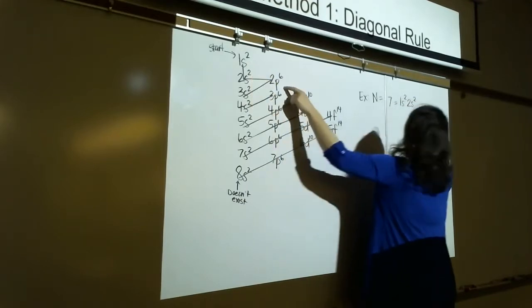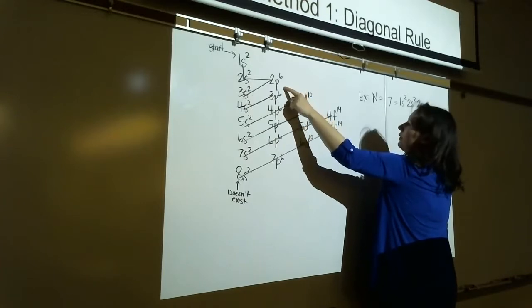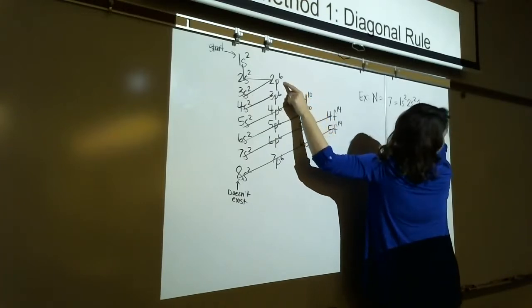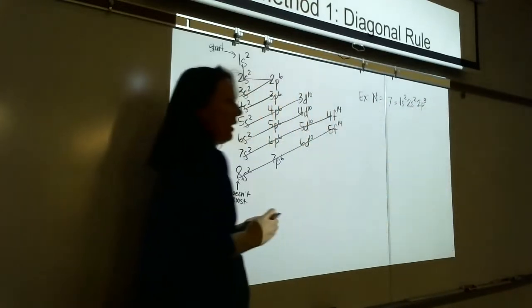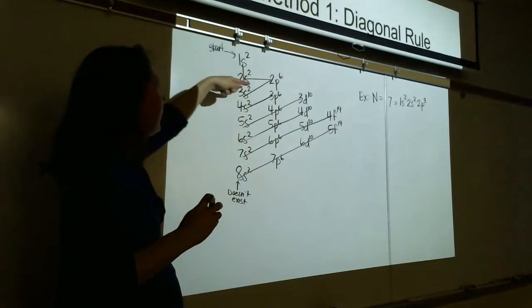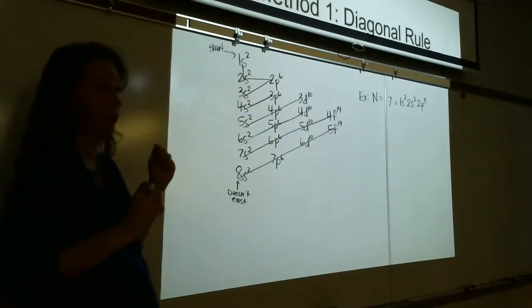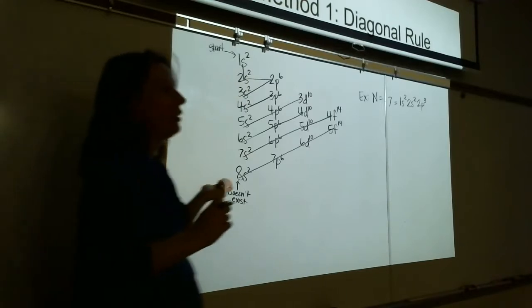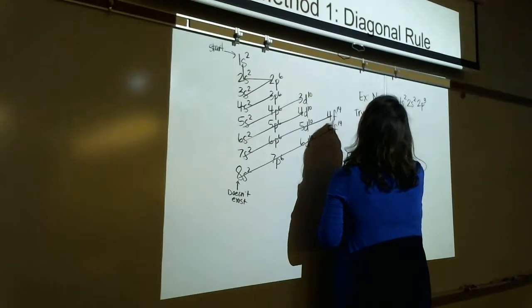So then what's next? 2p what? Do I need to put all 6 in there? Just 3, right. Do you see how to do that? You just start here at the top and then you keep going until your superscripts add up to the number of electrons in your atom. So why don't you try, I'll give you a second to try.